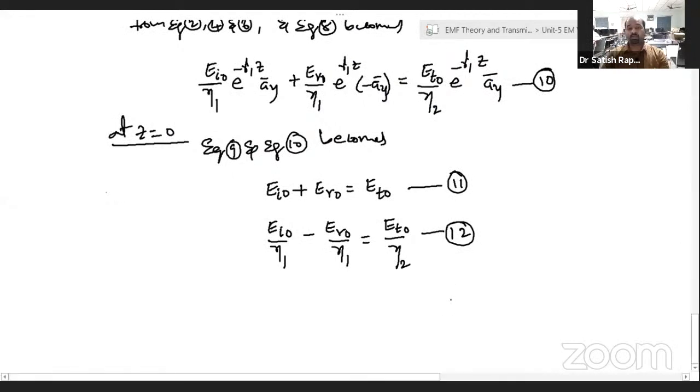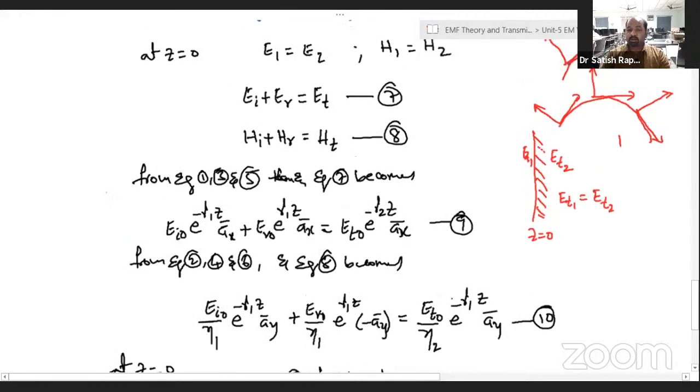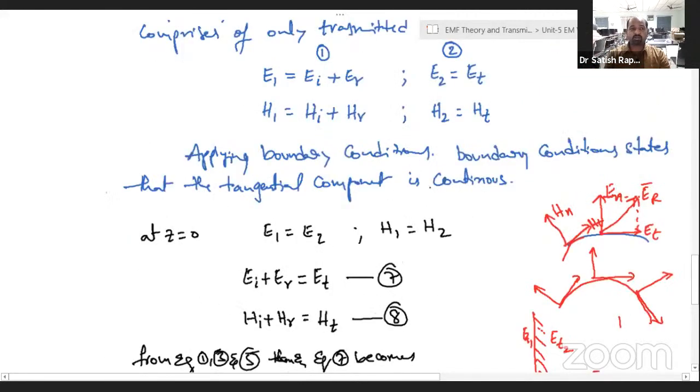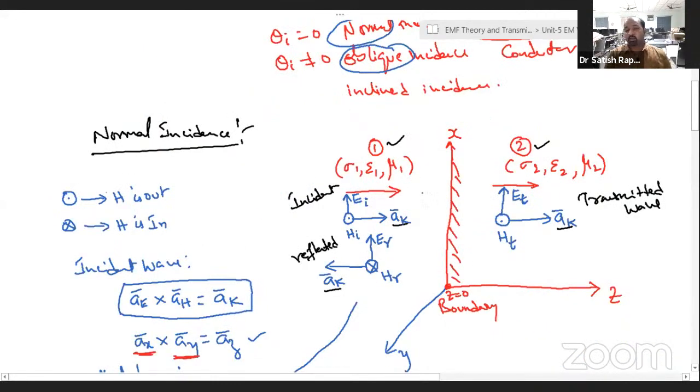So solving equations 11 and 12, we can determine the... and one more thing, I have forgotten to define some parameters here. As I have discussed, when an EM wave is incident on the boundary, in general, what happens? Part of the wave transmits and part of the wave reflects back. How much wave is transmitted and how much is reflected?